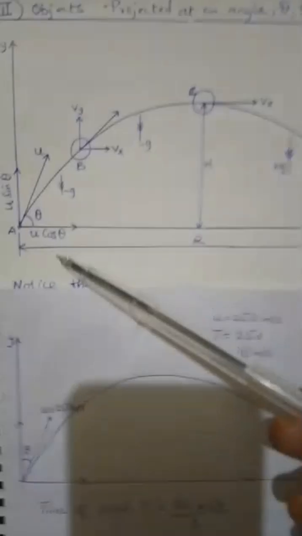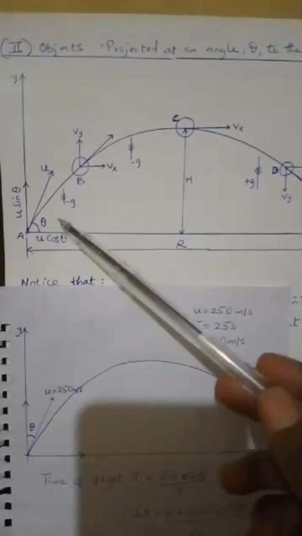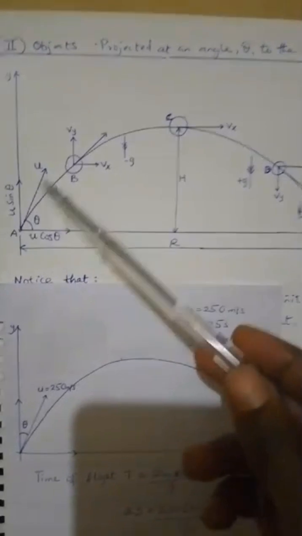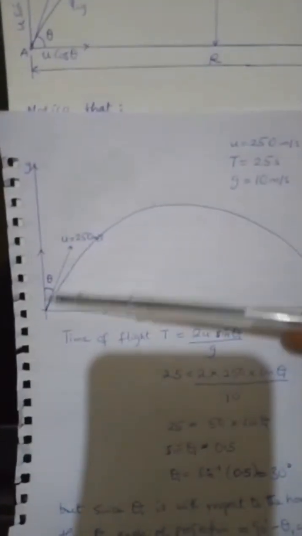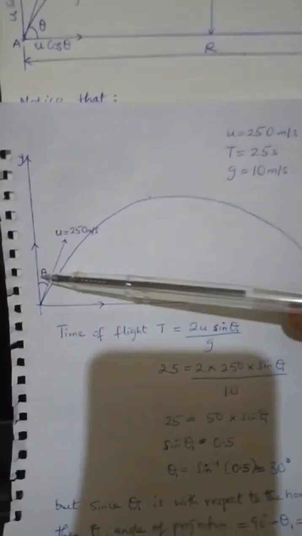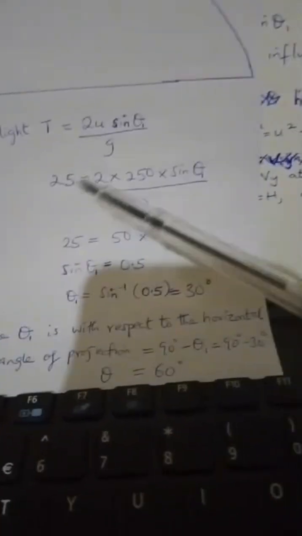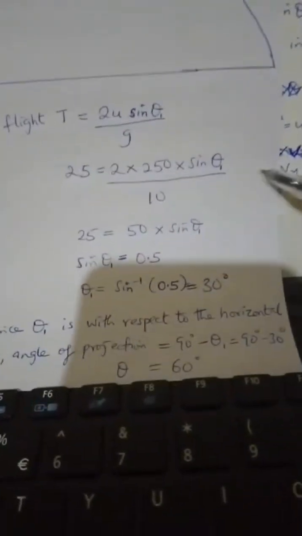If you look at the original diagram we used for our expressions, theta is the angle with respect to the horizontal. But in the question we are handling here, theta is given with respect to the vertical. So I'm differentiating this theta from that one by using theta 1. You put that into the expression for total time of flight, and you get theta 1 as 30 degrees.